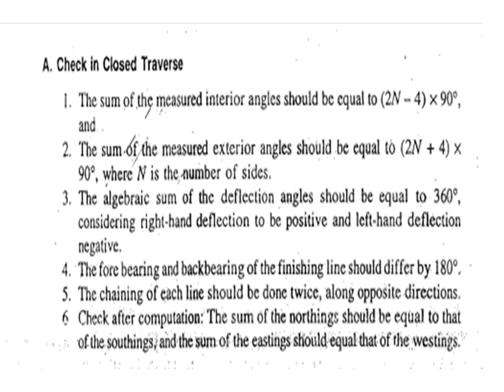Then the next check is the fore bearing and back bearing of a line should differ by 180 degrees, so that we can say that the given line is free from local attraction. Then the next check is the chaining of each line should be done twice along opposite directions, so that it is possible to measure the distance very accurately. Then check after completion: the sum of northing should be equal to that of the southing, and the sum of easting should be equal to that of westing.